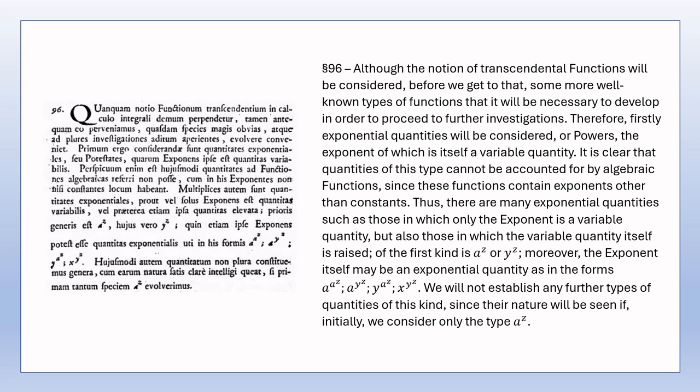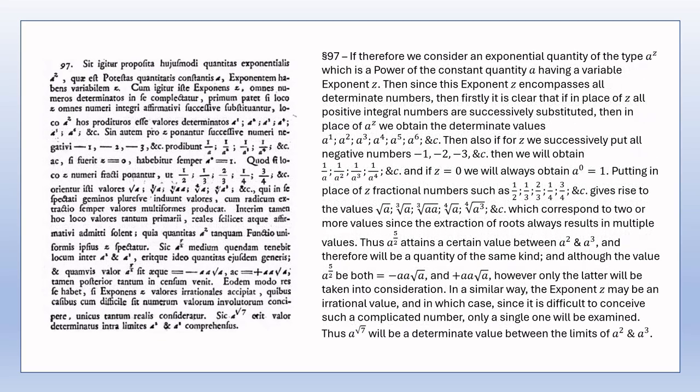Moreover, exponential quantities are those powers the exponent of which is itself a variable quantity, rather than the constant powers that characterize algebraic functions. In section 97, Euler builds up step by step the values of exponential functions, starting with positive integral powers, followed by zero and then negative powers, fractional powers, and briefly touching on irrational powers.